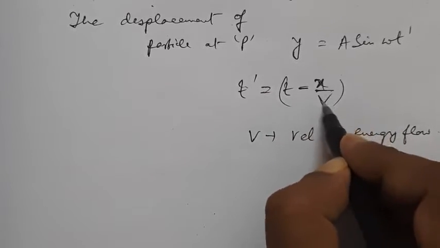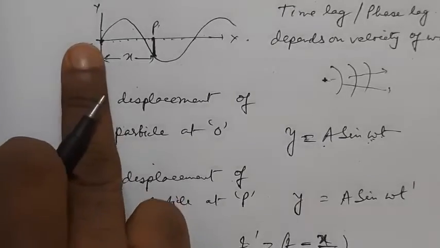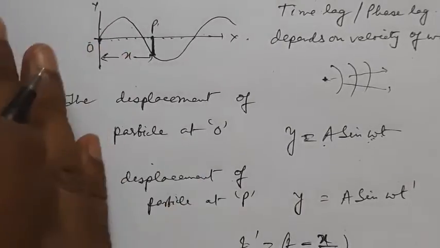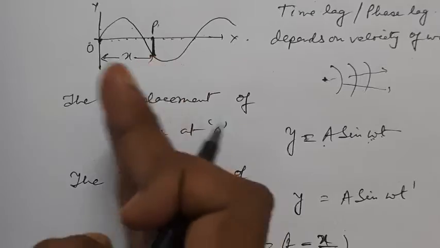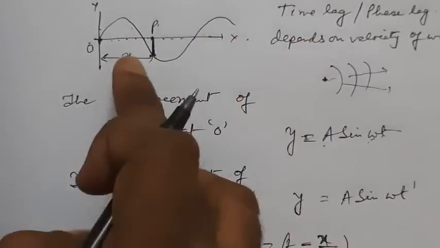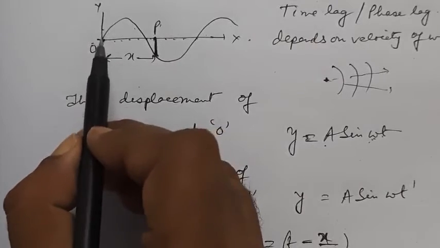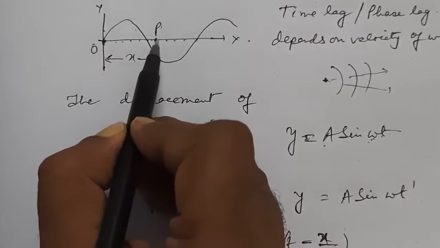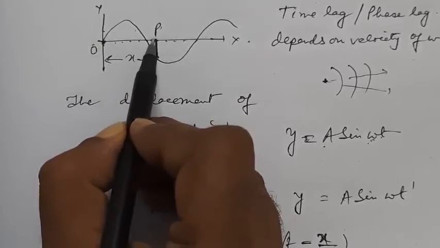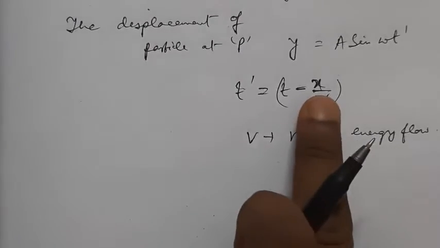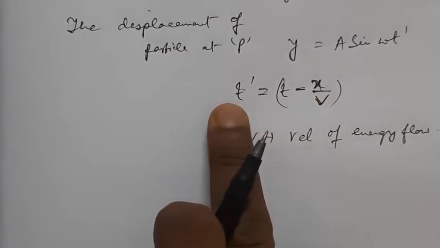Why have I written t minus x by v? Because the first particle, the particle at position O, has started earlier. This particle will start later. So how much time later? X by v, the time required by the wave to move from position O to point P. This is the time lag. So I have subtracted the time lag from t to get t dash.